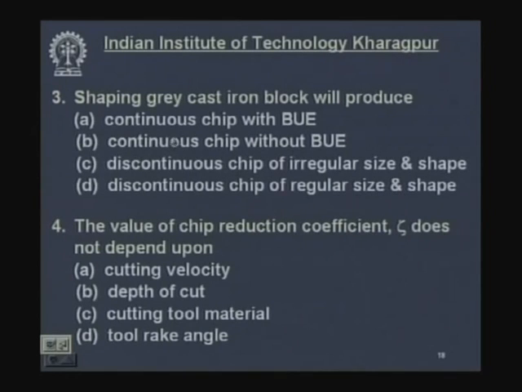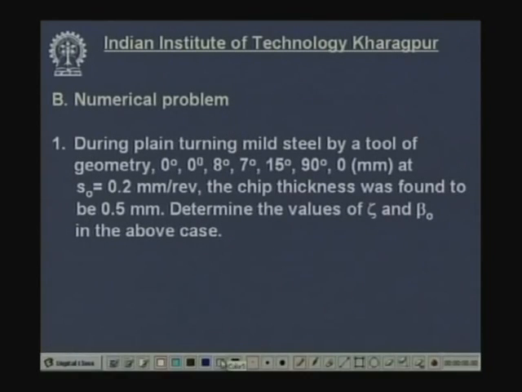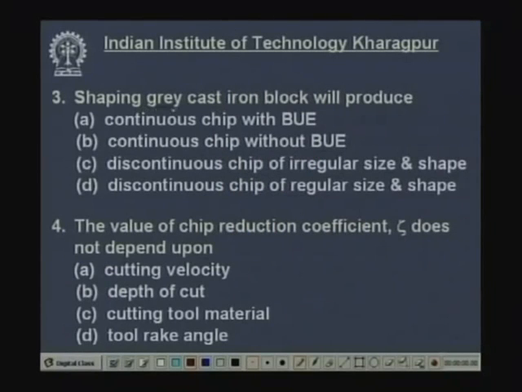First you decide whether it is continuous or discontinuous chip. This is gray cast iron, so this is a brittle material. So, this will produce discontinuous chip, and since it is gray cast iron, the chip will be of irregular size and shape. So, C is the correct answer.